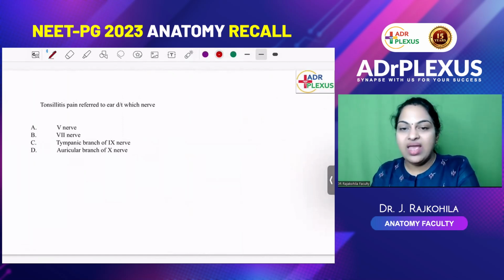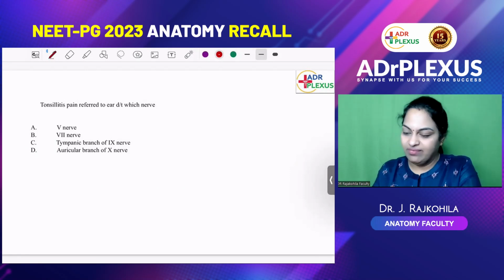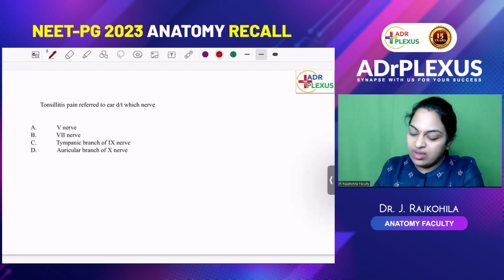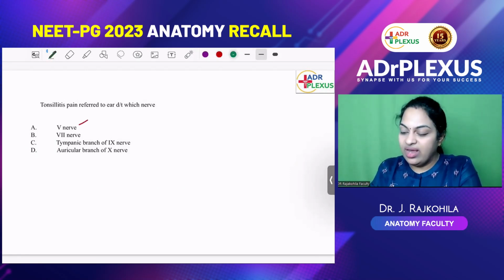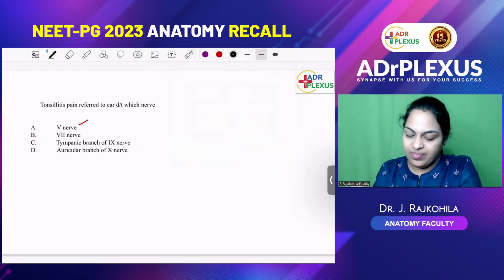Tonsillitis, the referred pain to the ear is due to which nerve, right? So the fifth nerve, as I told you, innervation over the face, right? Ophthalmic, maxillary and mandibular division.